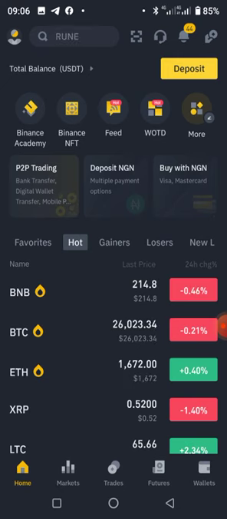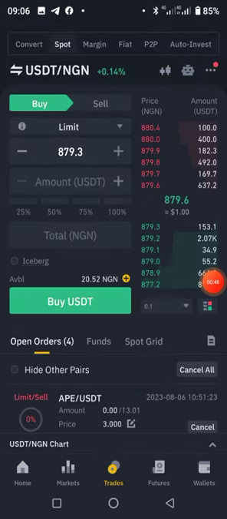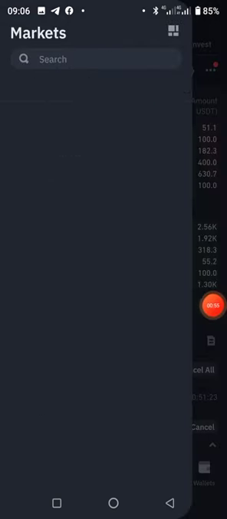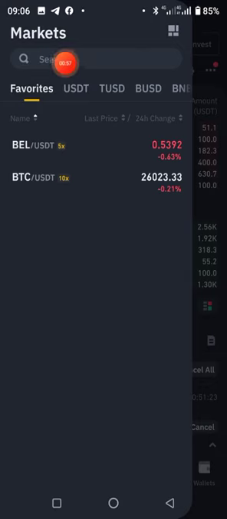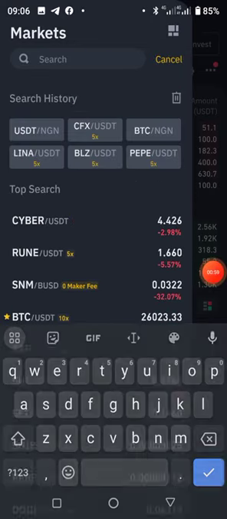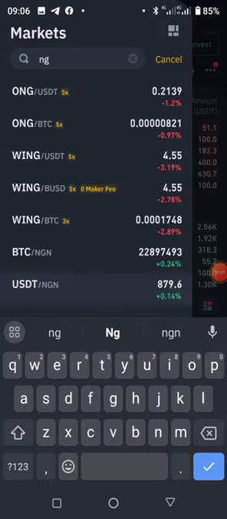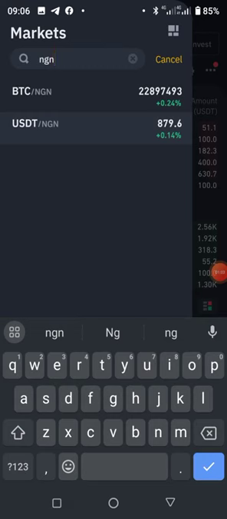First and foremost, I'll show you spot trade. I'll show you where to find spot trade, where to find the pair between USDT and Naira. So this is trade. I've logged into my Binance. So we come to trade. You can see USDT Naira. If in case it is not there, you can just click here. Then on this search box, you can type NGN. So now you can see we have BTC NGN.